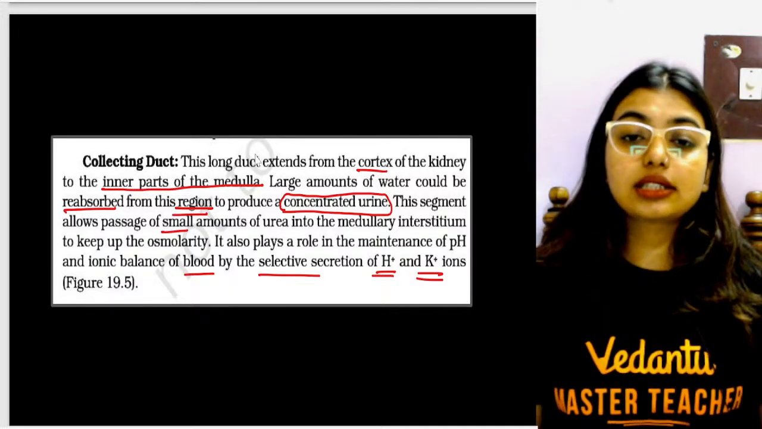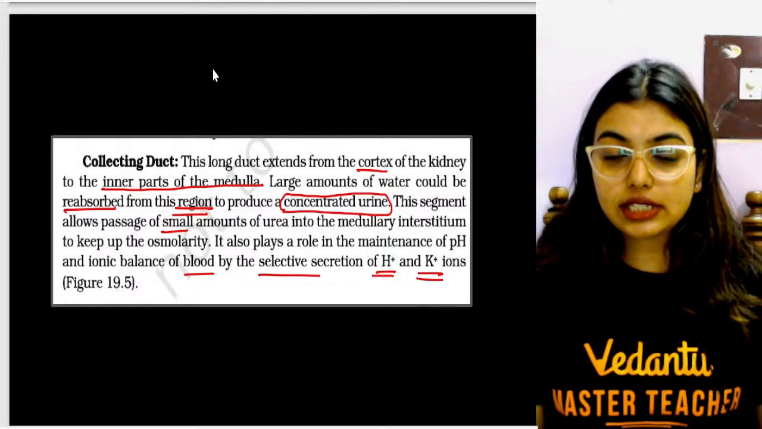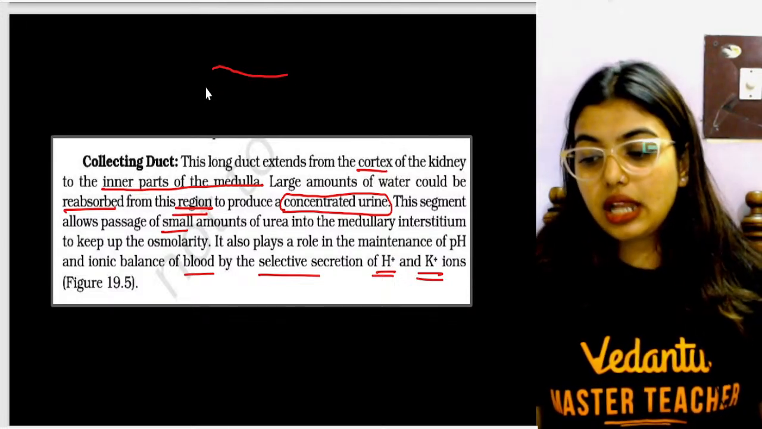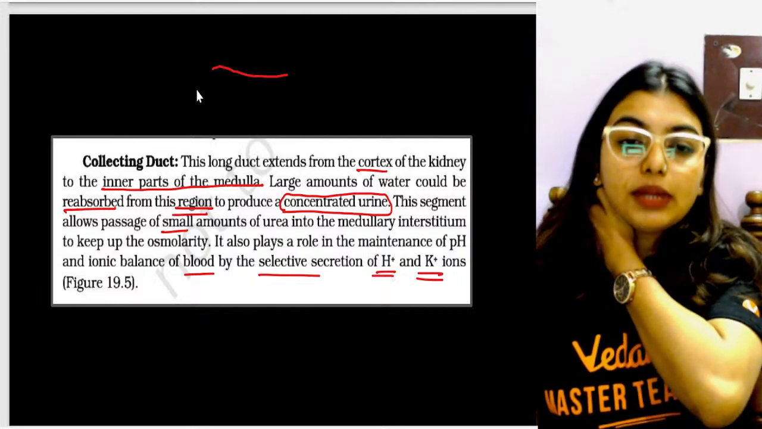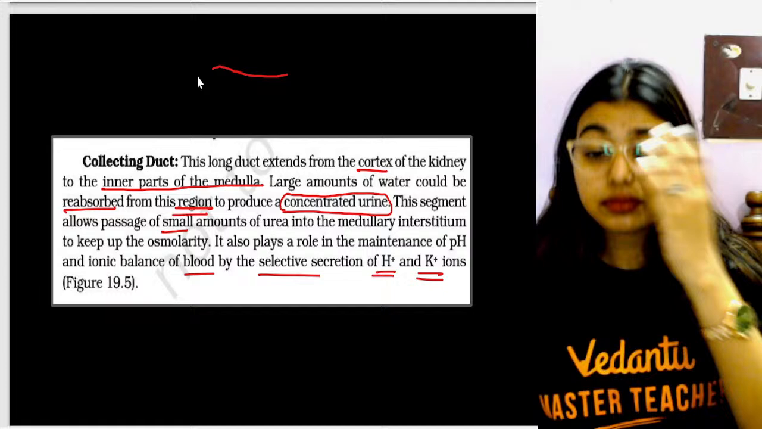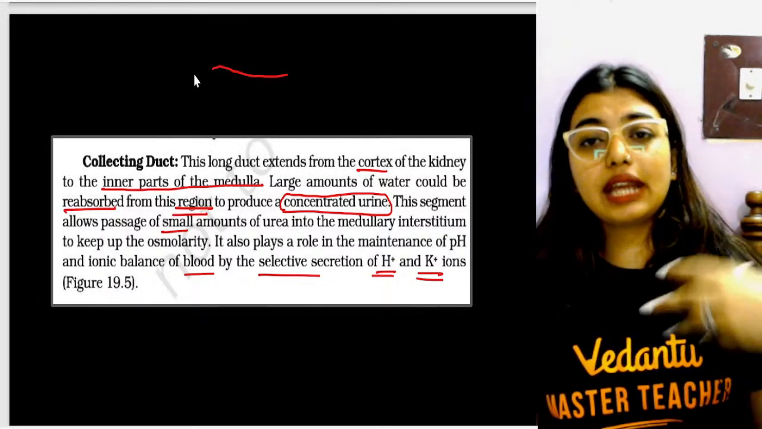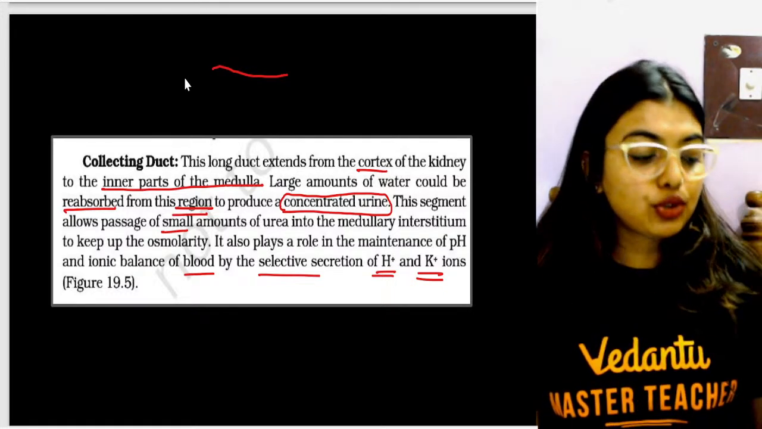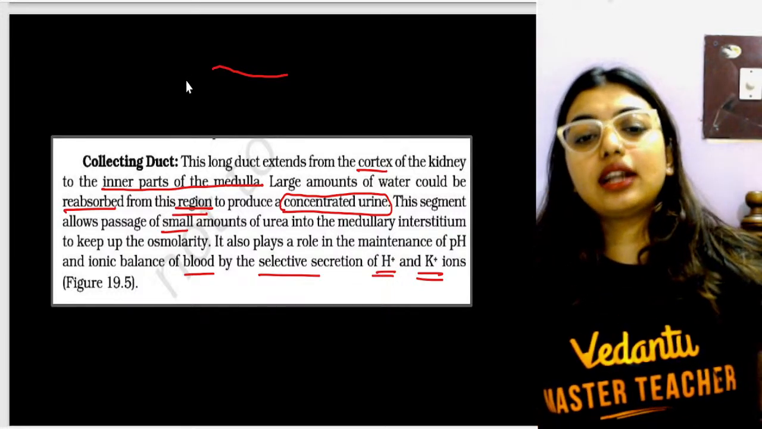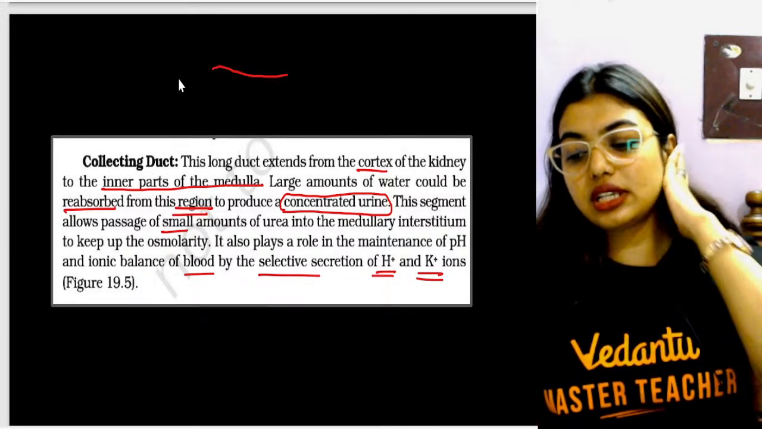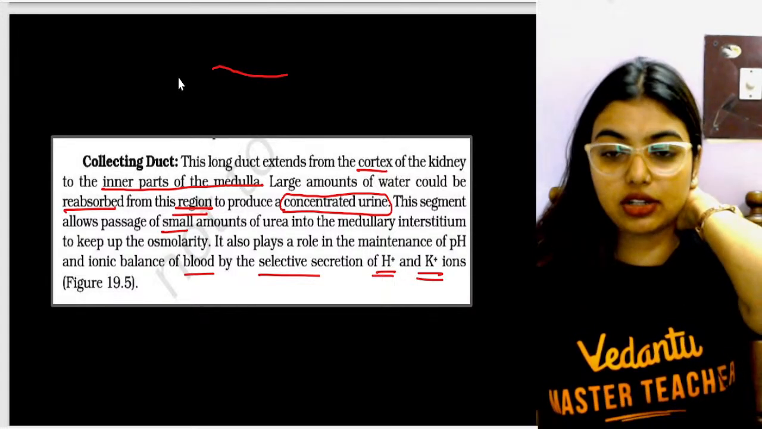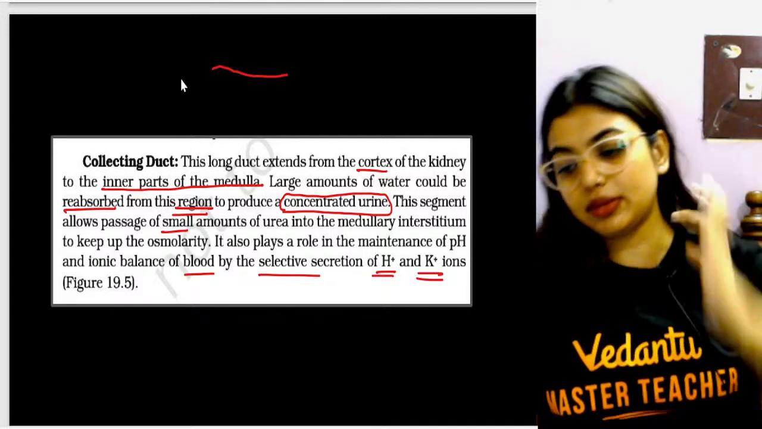So collecting duct, this is the long duct which extends from the cortex of the kidney to the inner part of the medulla. Large amounts of water could be reabsorbed from this region to produce concentrated urine. So when the urine is going, what we will do is take maximum water, because we do not want to waste any more water. So collecting duct is going to reabsorb all the water. This segment allows passage of a small amount of urea into the medullary interstitium to keep up the osmolarity. Got it?